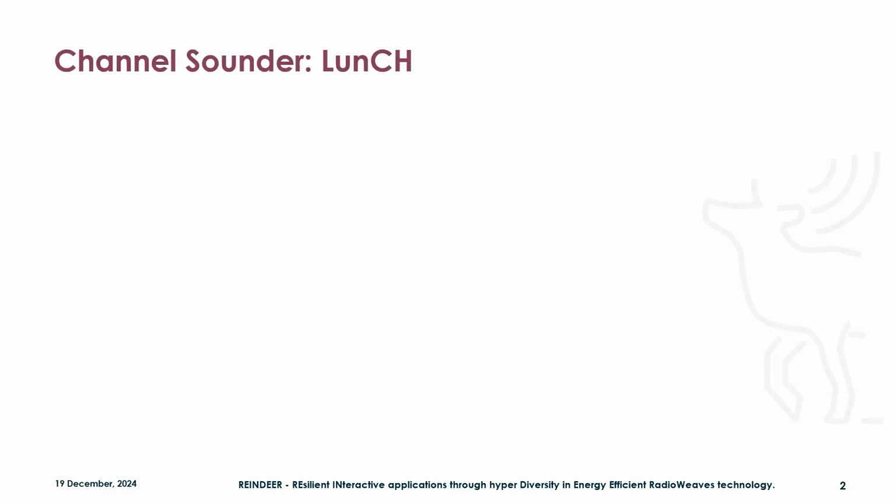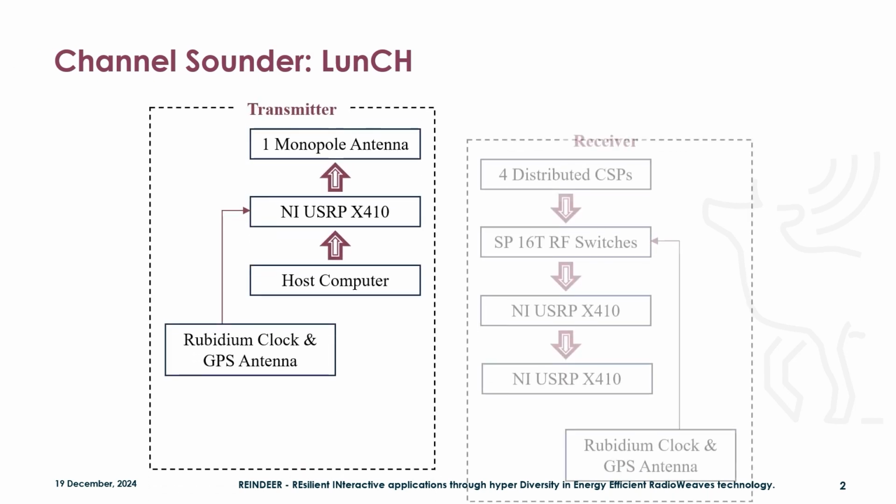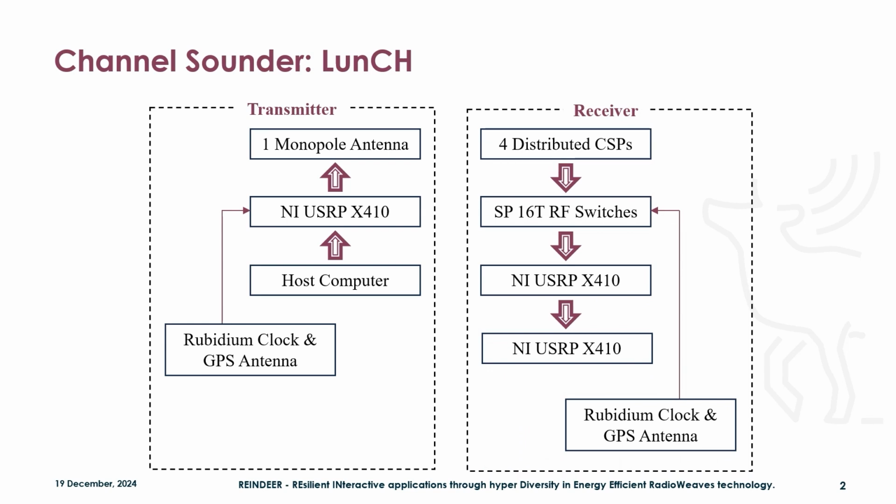Let me start by introducing the core setup of our experiment. The channel sounder we used integrates multiple components, including National Instruments Universal Software Radio Peripherals, RF switches, and a pair of rubidium clocks. By combining parallel RF transceiver chains and RF switches, this system can measure up to thousands of antenna combinations within tens of milliseconds. This ensures highly dynamic capabilities without significant compromise on performance.